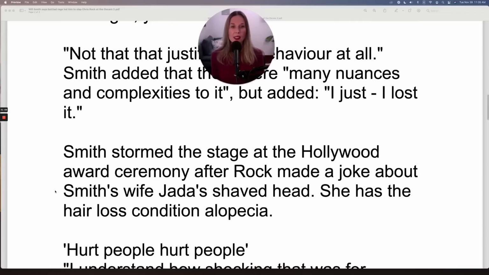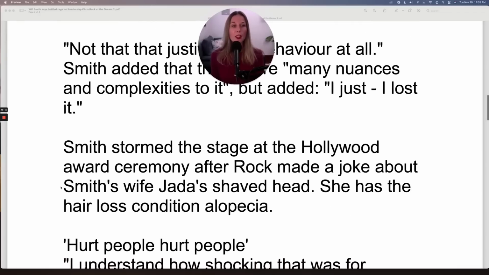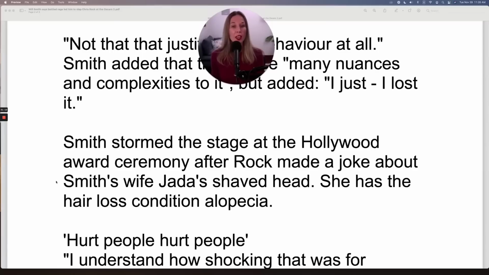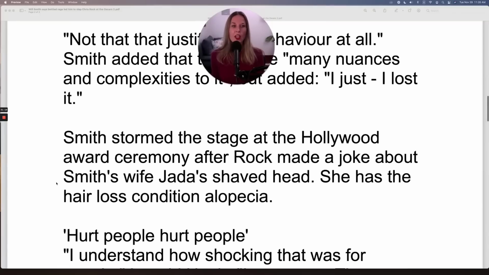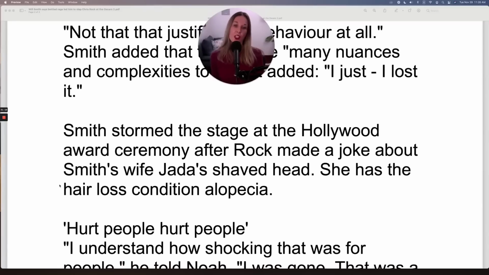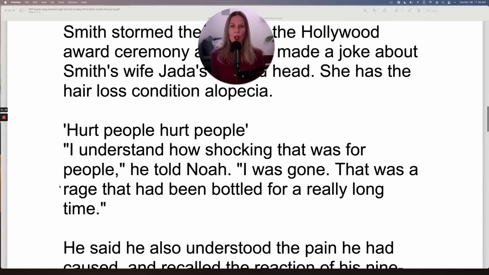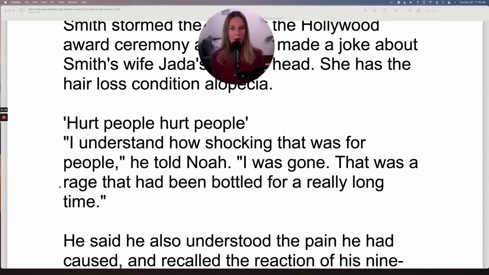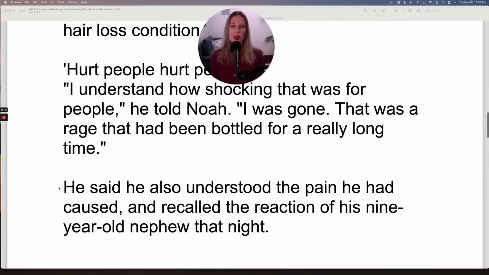Smith stormed the stage at the Hollywood Awards ceremony after Rock made a joke about Smith's wife Jada's shaved head. She has the hair loss condition alopecia. "Hurt people hurt people. I understand how shocking that was for people," he told Noah. "I was gone. That was a rage that had been bottled for a really long time."